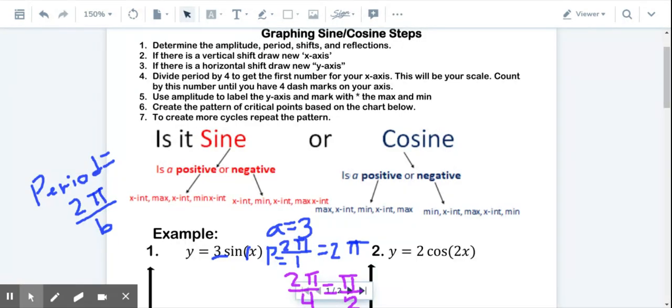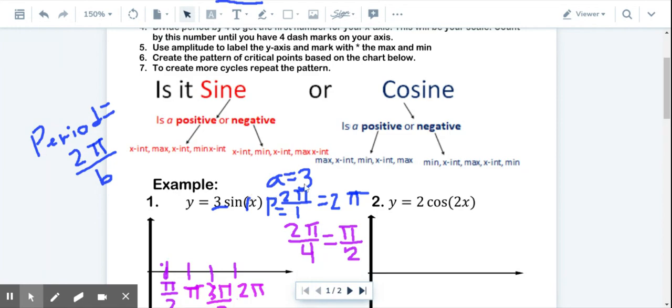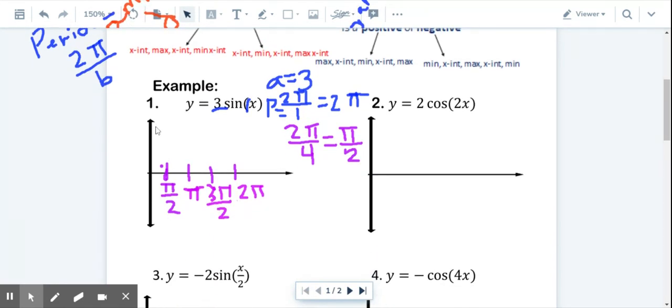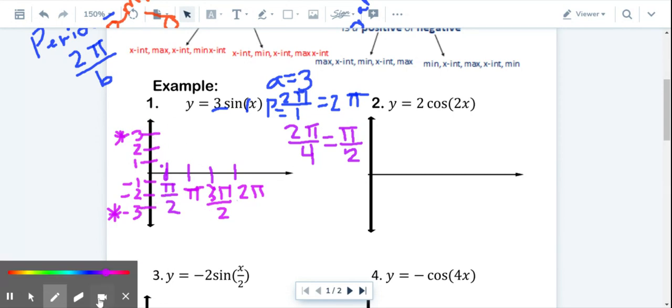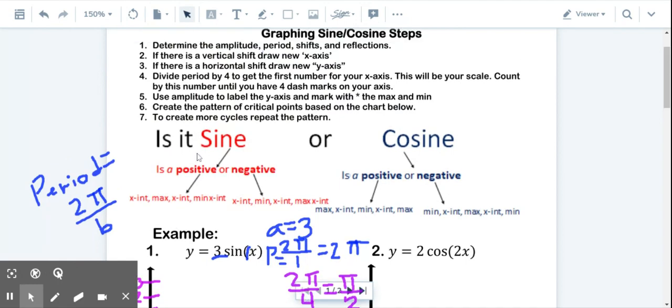For number 5, use the amplitude to label the y-axis and mark with asterisk max and min. So my amplitude is 3, so that means my maximum is going to be 3 and my minimum is going to be -3. So 1, 2, 3, and then down 1, 2, 3. This is my max. This is my min. As you can see, because we don't have a shift, it's just the last number on our list there. All right, what's next?